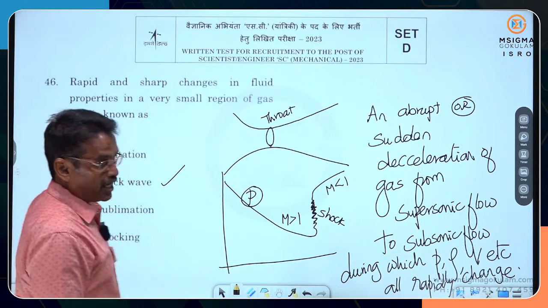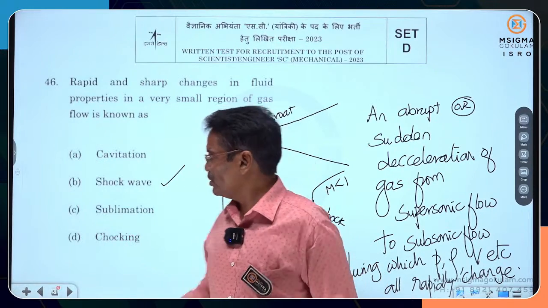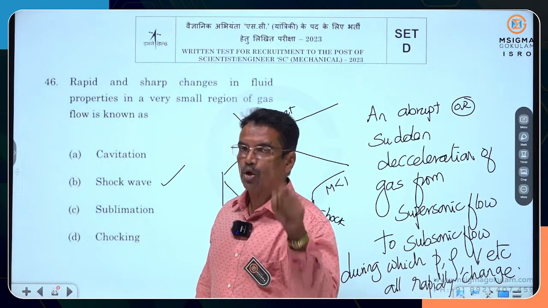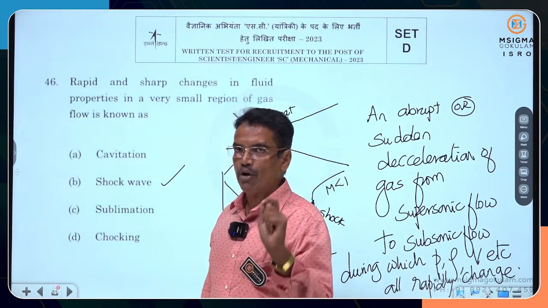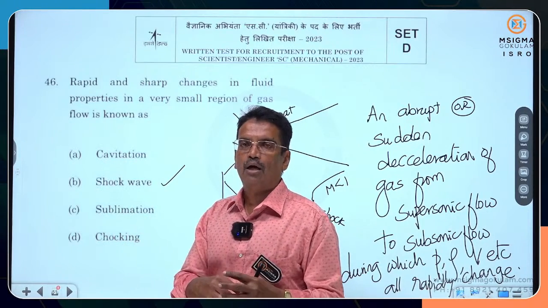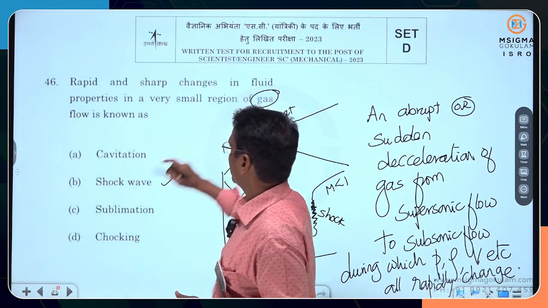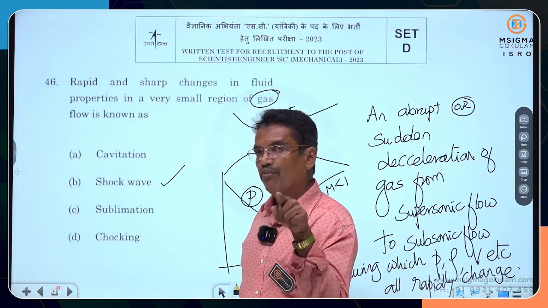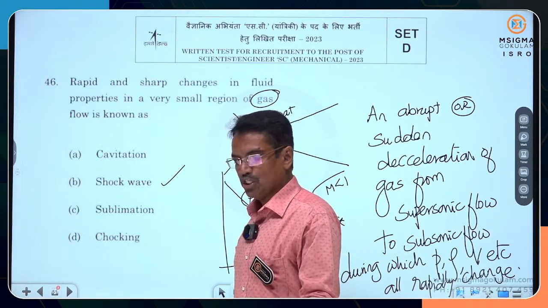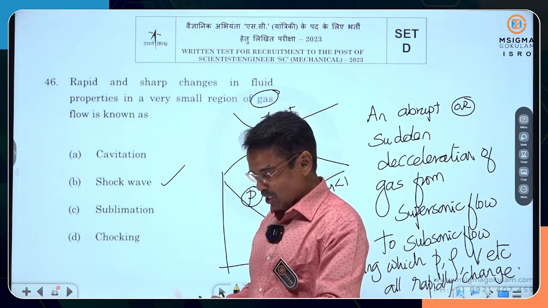Don't get confused with cavitation. Cavitation is a phenomenon when the liquid turns into vapor bubbles, when the local pressure falls below its vapor pressure value, and the vapor then collapses abruptly. People may get confused, but cavitation happens during a liquid flow, water flow. Here we are clearly given a gas flow, so it is a shock wave. Sublimation means a change of phase from solid to vapor.